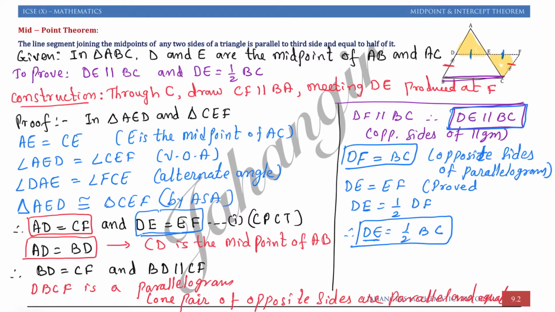Then we can form one parallelogram, which is BDFC, or you can write DBCF. Then you can say opposite sides are parallel and equal. Then with that help you can prove it out.